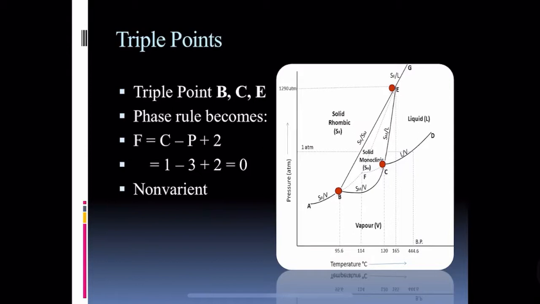So for triple points, the system is non-variant. The degree of freedom of the system is 0. That means it is non-variant. So here the system is already in an equilibrium condition.